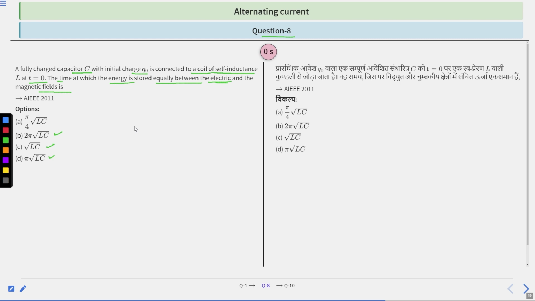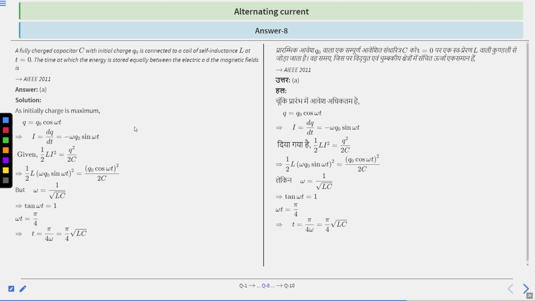Let's find a solution. As initially the charge is maximum, in that case Q equals Q naught cos omega t. Clear? Q equals Q naught cos omega t. So I equals dq divided by dt. Differentiating this, you will get I equals minus omega Q naught sin omega t.